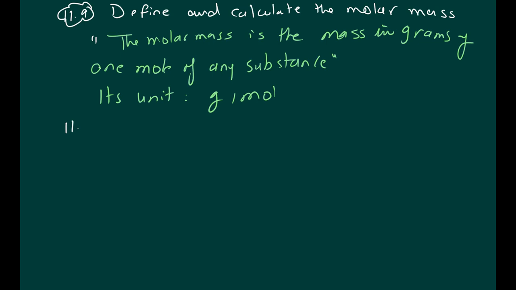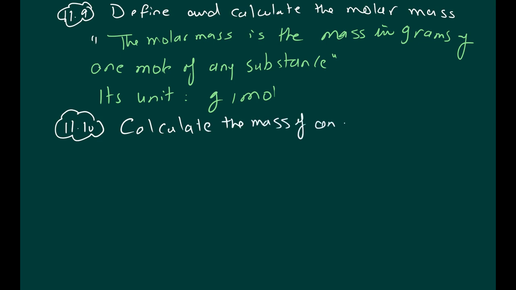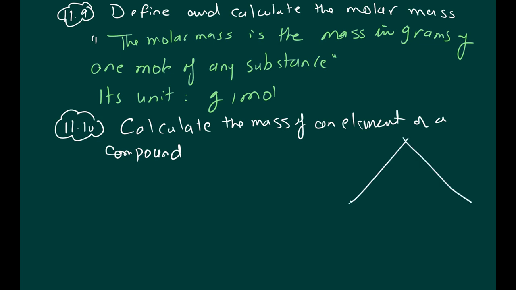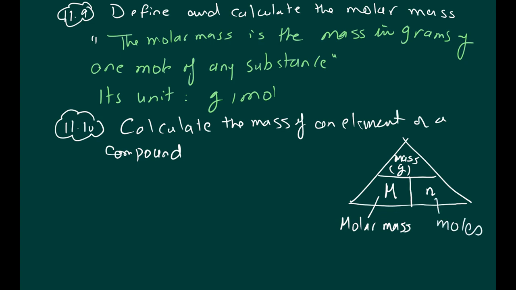In 11.10, you will be able to calculate the mass of an element or a compound if you have the moles, and vice versa. You will be able to use this formula. Here, m is the mass in grams, n is the number of moles, and M is the molar mass.